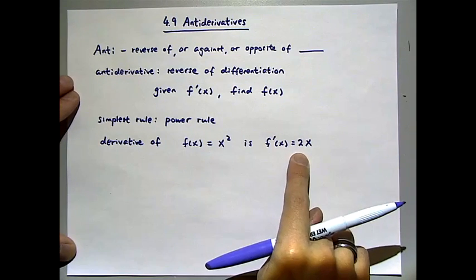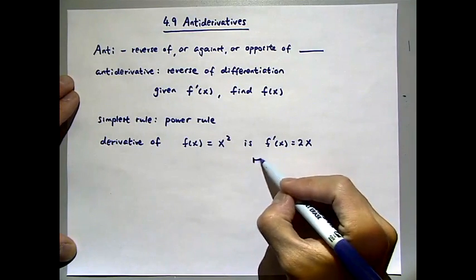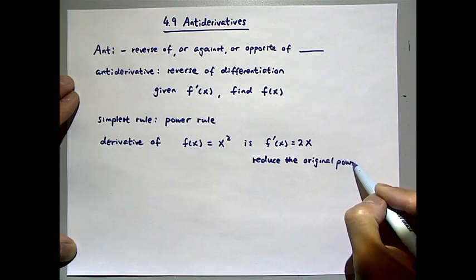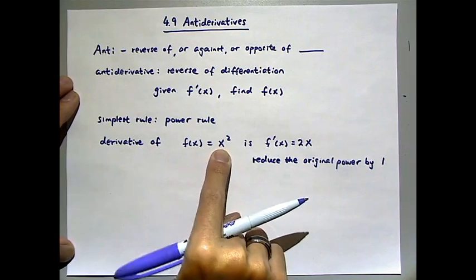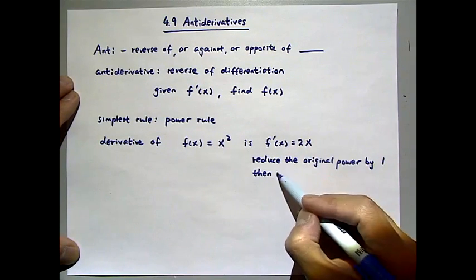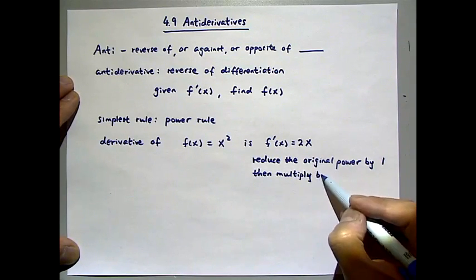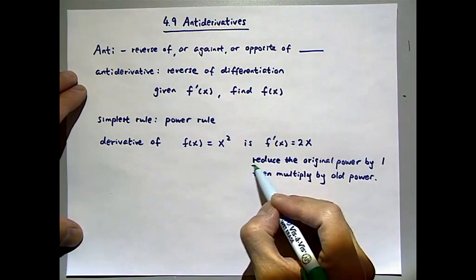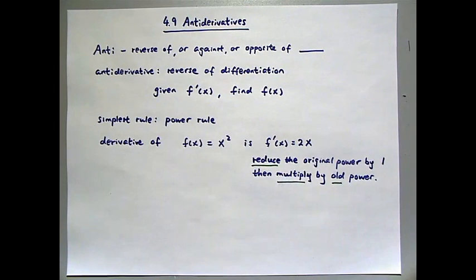Okay, let's write down what actually happened, and then we'll analyze how we can undo that. So in words, this came about because what did we do? We reduce the original power by 1, right? That's how we went from square to first. Then what happened is we multiply by the old power. In terms of basic operations of mathematics, what we actually did was reduce the power by 1 and then multiply by the old power. Okay, let me underline a few words here. Now let's find out how we can go back. We're going to undo everything, do the opposite of all these things I just underlined.